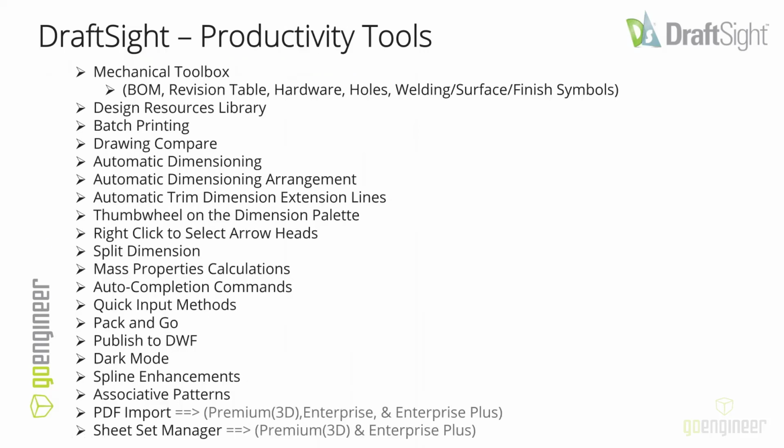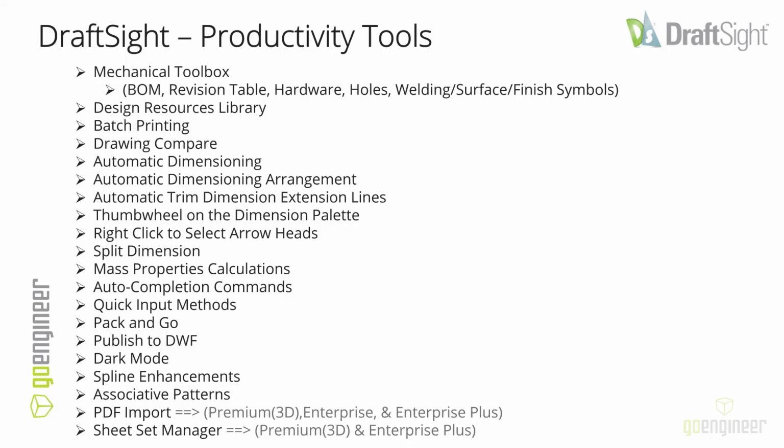There are more DraftSight productivity tools. What you see here in the productivity tools, I'm just going to show them to you. I'm not going to go through all of them here, but you get batch printing. You also get a mechanical toolbox where you can have smart hardware inside there that can call out whatever tap you put in. Those are blocks that are inside there. You also can do drawing compare and batch printing. There's many of them that you can do in here.